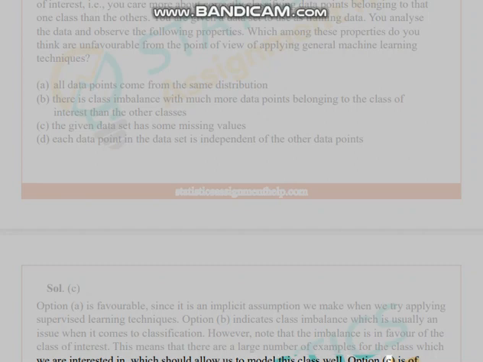Option C is of course unfavorable as it would require us to handle missing data, and given the extent of the data that is missing, could severely affect the performance of any classifier we come up with. Finally, option D is favorable since, once again, it is an assumption about the data that we implicitly make. 5.